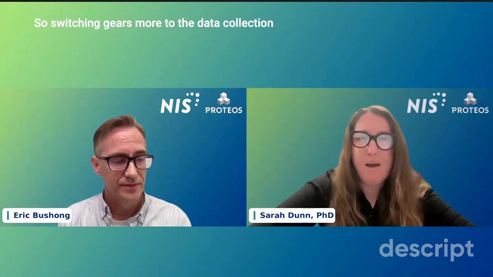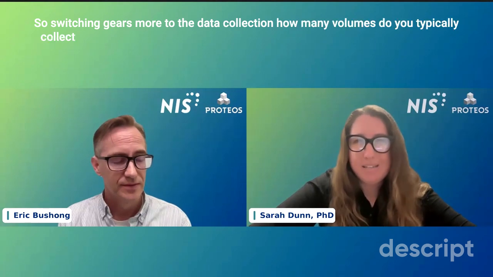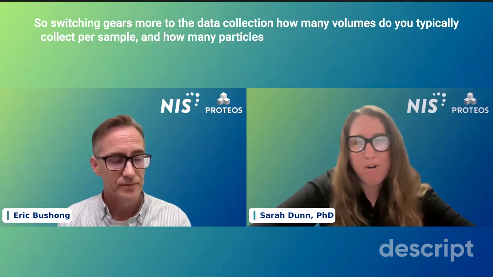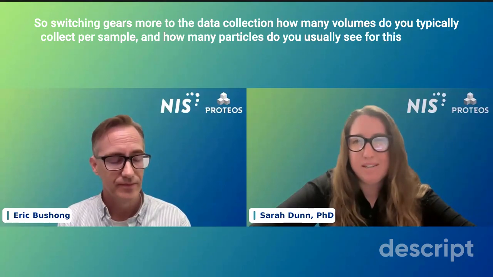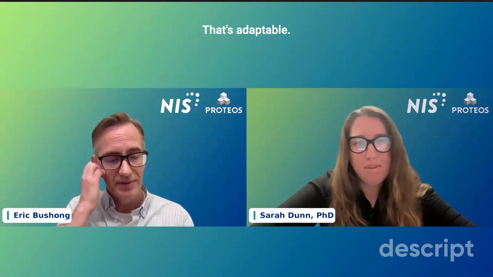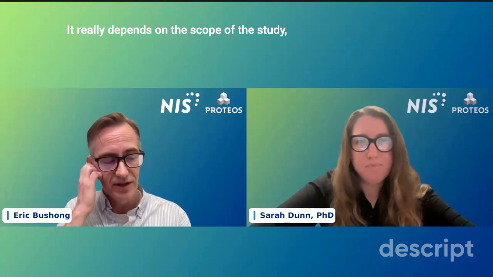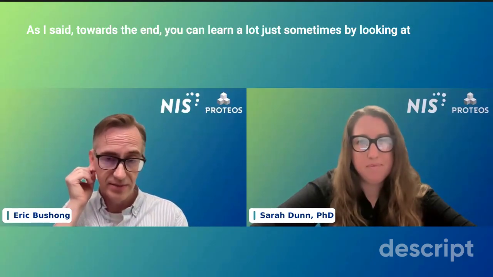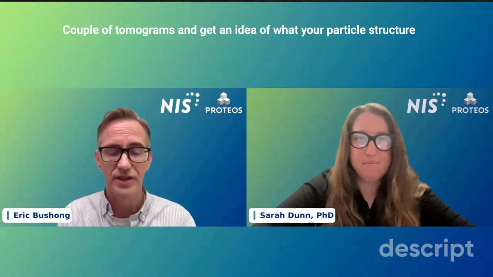So switching gears more to the data collection, how many volumes do you typically collect per sample, and how many particles do you usually see for this analysis? That's adaptable. It really depends on the scope of the study, what you're trying to learn. As I said towards the end, you can learn a lot sometimes by looking at a couple of tomograms and get an idea of what your particle structure is.